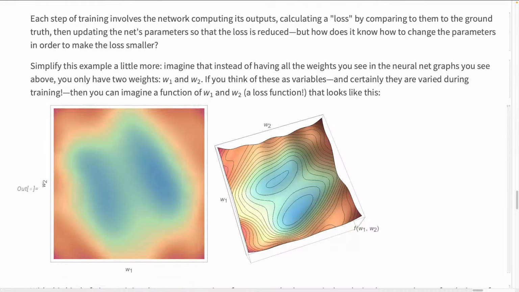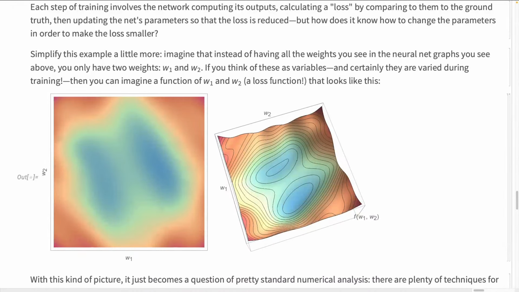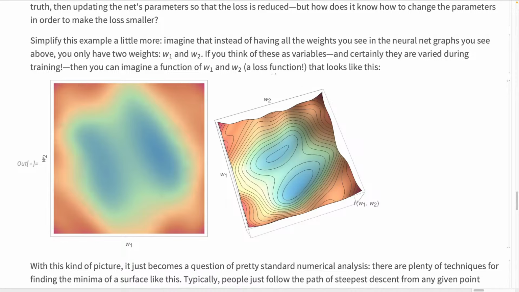But fortunately, there is a little calculus or numerical analysis at hand here. Let's simplify this a little further. Let's assume that we only have 2 weights in our entire neural network, just 2. We're not going to have all these crazy connections between all these networks. We just got 2 weights. That's it. A simple, beautiful world. What we can do then is compute a function of the 2 weights that tells us how far away we are from the answer that we want to get.